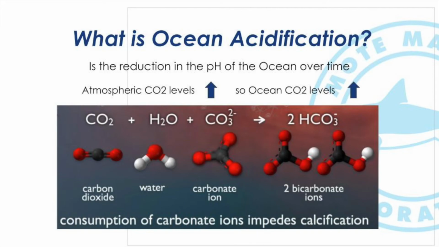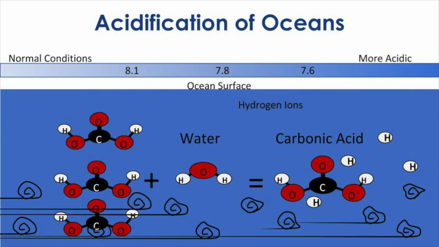As seawater absorbs CO2 from the atmosphere, numerous chemical reactions occur. CO2 reacts with water molecules, or H2O, and this forms carbonic acid, as you can see in this figure. This compound then breaks down into a hydrogen ion, H+, and bicarbonate. Hydrogen ions is what causes this decrease in pH, or acidifies the ocean.